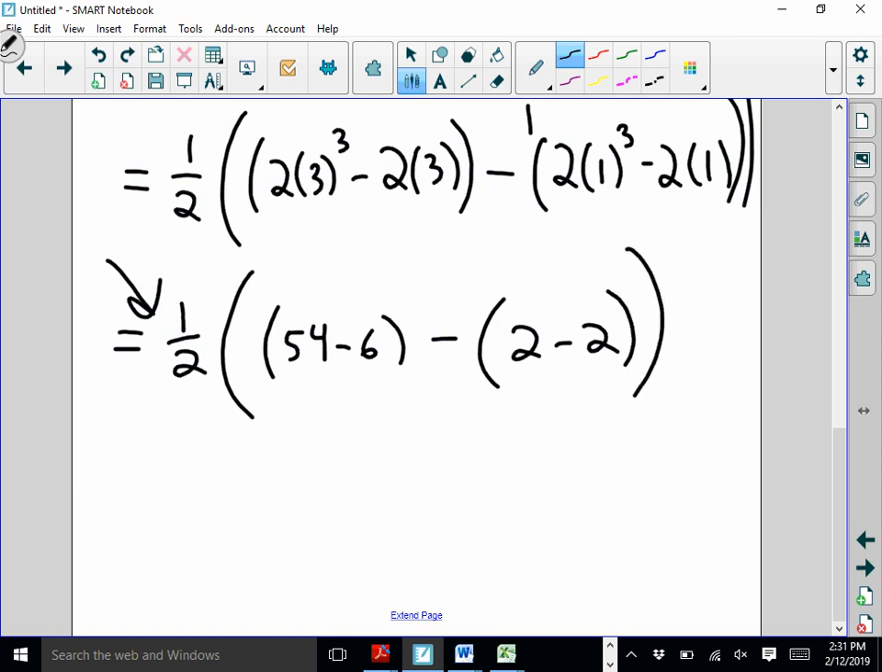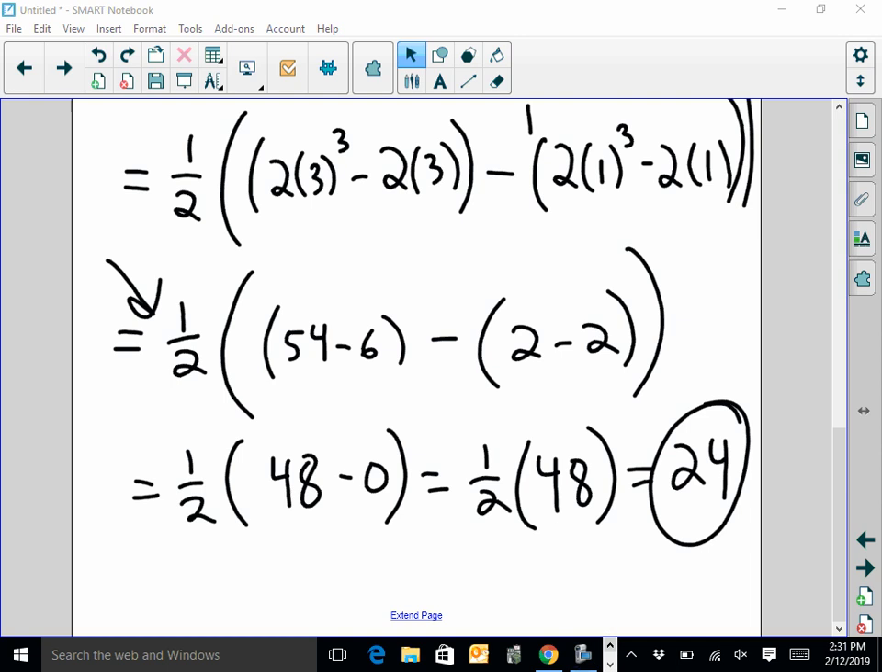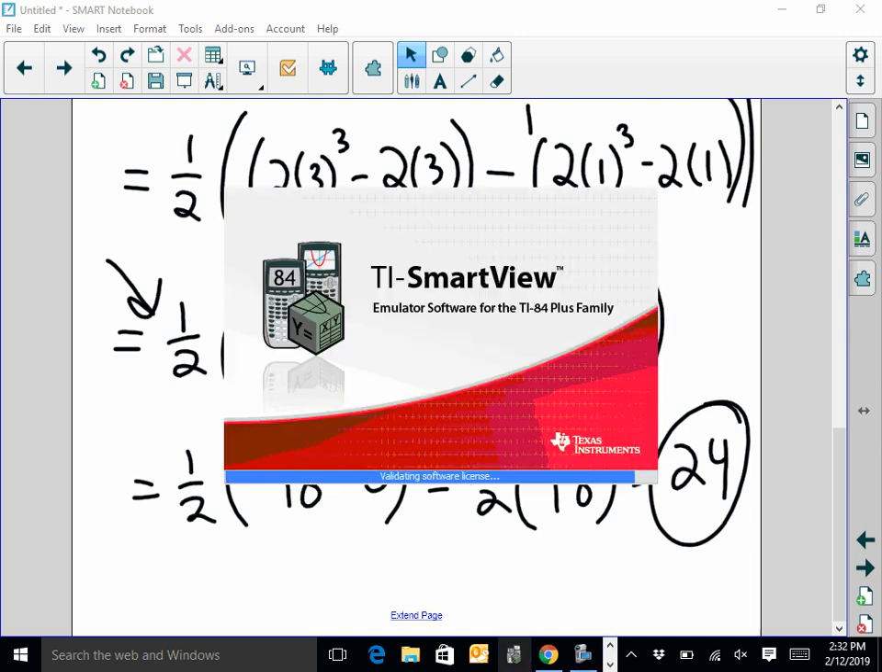54 minus 6 is 48. And then 2 minus 2 is 0. So my answer is going to be half of 48, which is equal to 24. Okay. Again, I should be able to type that original problem into my calculator. Let's just check it to make sure that it's right.